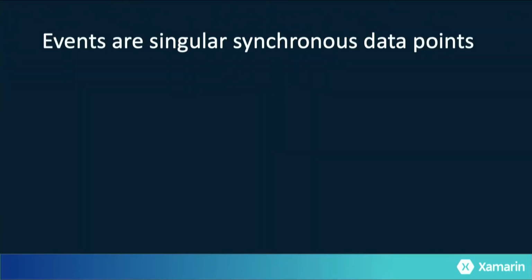So that's the thing. Events are these singular synchronous data points, right? So you get a text changed event, and then all you have is that text change event. You just have that letter S that you have to deal with. But what if you want to do more with that? Whenever you have an event, you very rarely care about the one event, right? You care about the data set of events. You care about everything that's happening over the period of time.